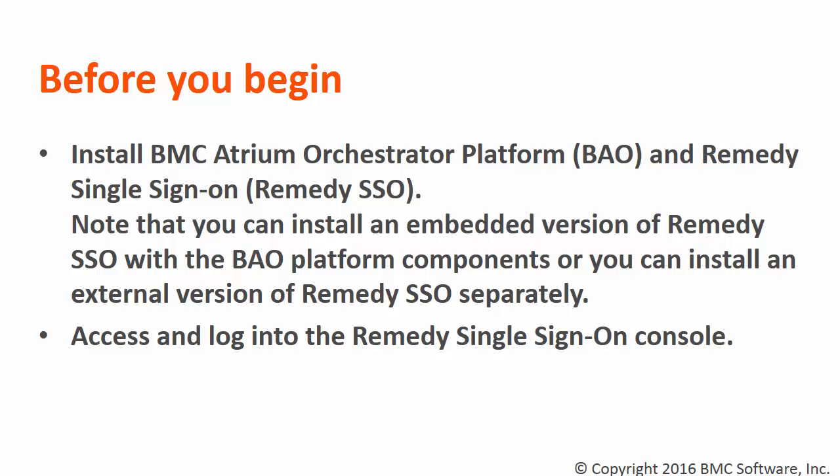Before you begin, install BMC Atrium Orchestrator Platform and Remedy Single Sign-On. You can install the embedded Remedy Single Sign-On version when you install the BAO Platform components, or you can install an external version of Remedy Single Sign-On. In a web browser, enter the Remedy Single Sign-On console URL and then log into it. For more information about how to access and log into the console, see the Remedy Single Sign-On wiki.